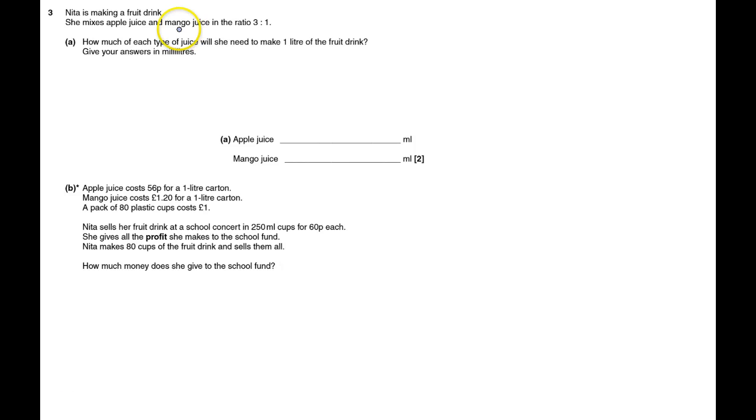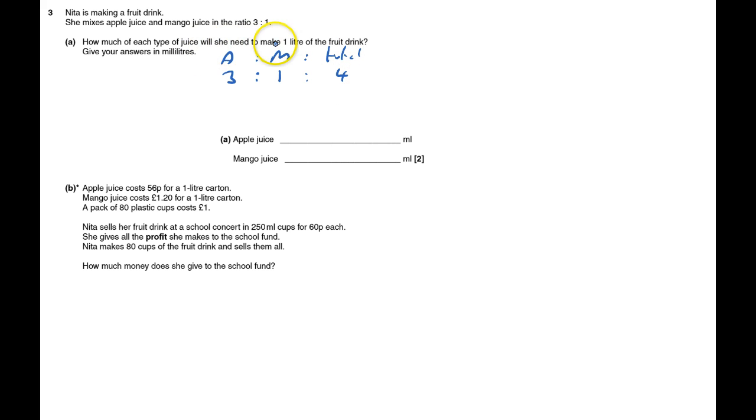Litres makes a fruit drink. She uses apple and mango in the ratio 3:1. So apple to mango in ratio 3:1. I always like putting a total column in here. 3 and 1 total gives me 4.